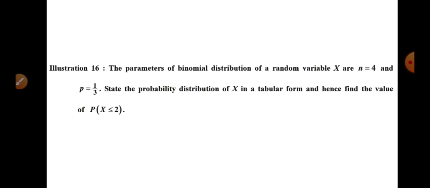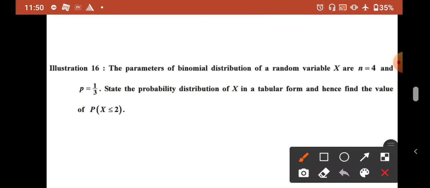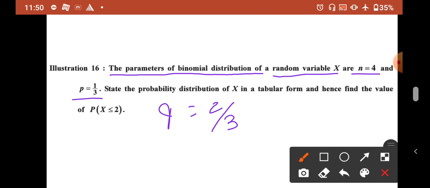Now, so far we had completed till illustration number 15. Now I am reading illustration number 16, read it with me and extract the useful information from that. The parameters of binomial distribution of a random variable x are n is 4 and p is 1 by 3. Okay, n is given and p is given. So q will be 2 by 3, right, if you subtract from 1.